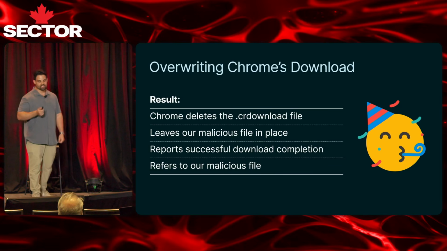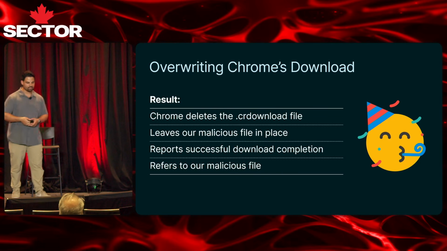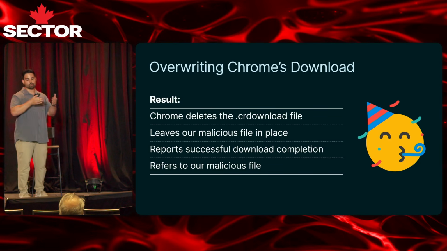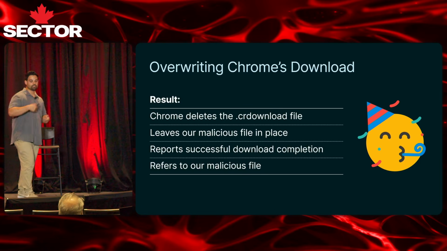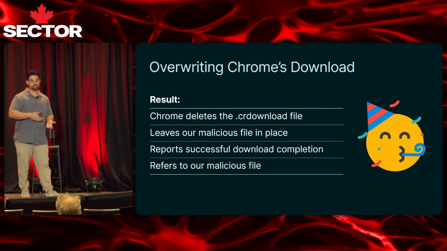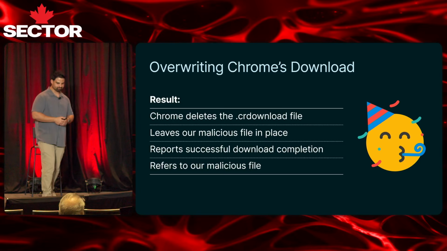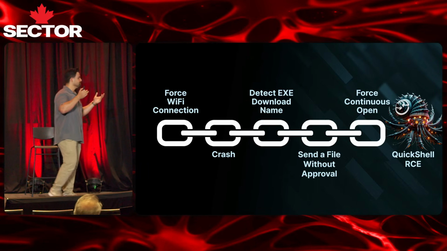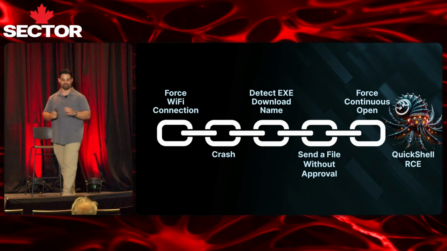Once Chrome finishes the download, the result is that it deletes the temporary CR download file. It fails to overwrite our malicious file. In its user interface, it reports that the download was finished successfully. And clicking on the downloaded file, both in File Explorer or in Chrome's downloads window, actually runs our file. So we achieved the remote code execution chain that we were aiming for.